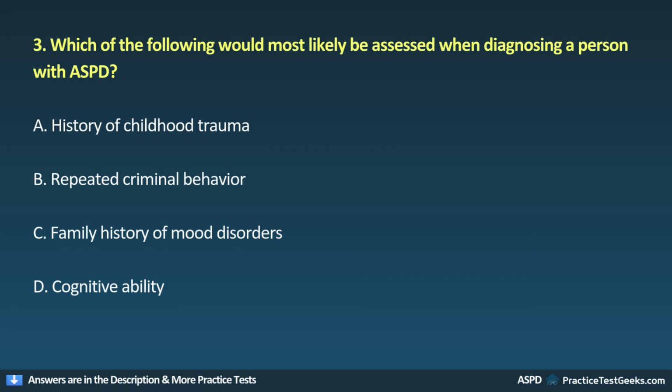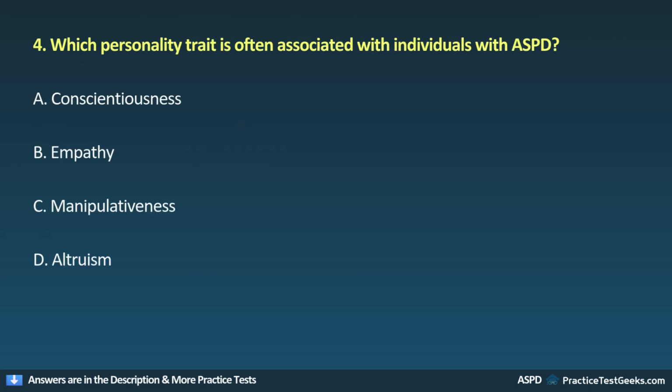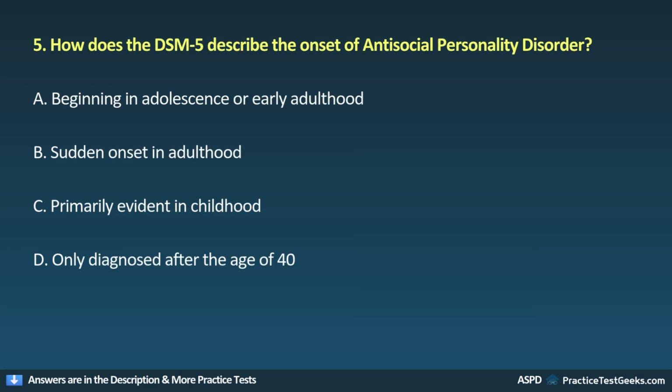C. Family history of mood disorders. D. Cognitive ability. 4. Which personality trait is often associated with individuals with ASPD? A. Conscientiousness. B. Manipulativeness. 5. How does the DSM-5 describe the onset of antisocial personality disorder?